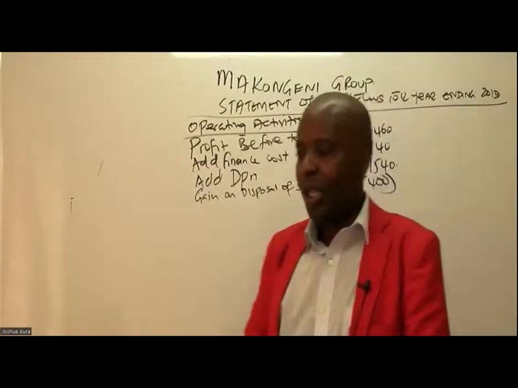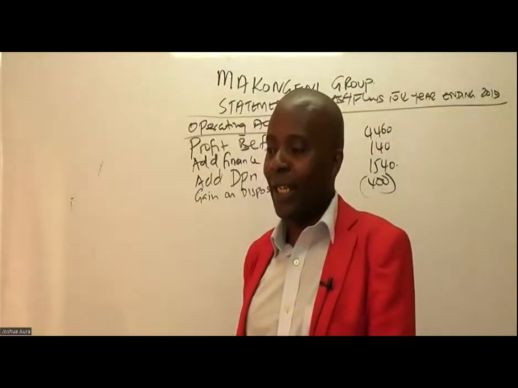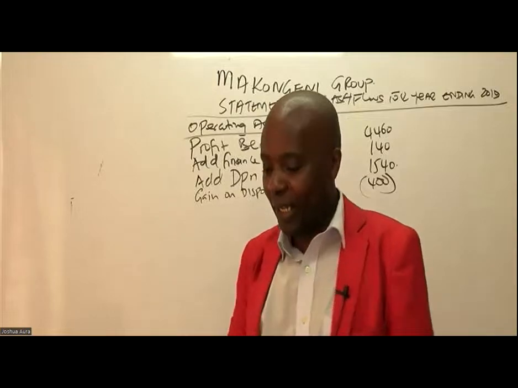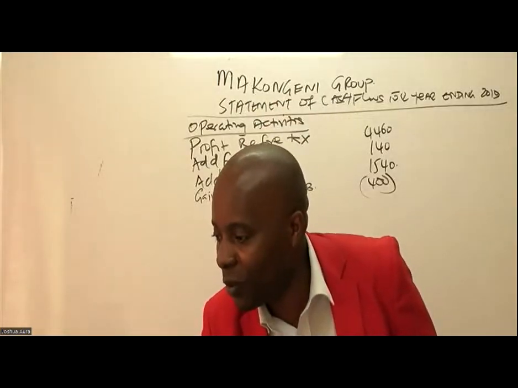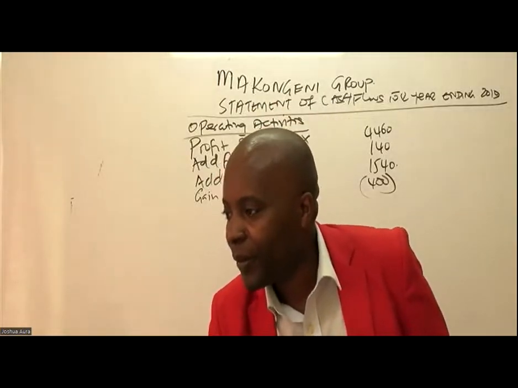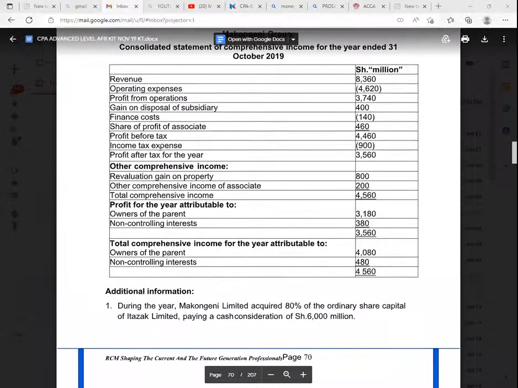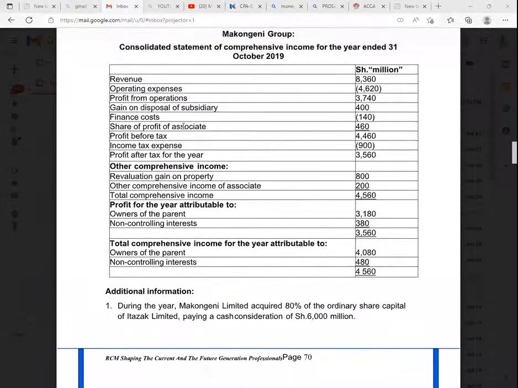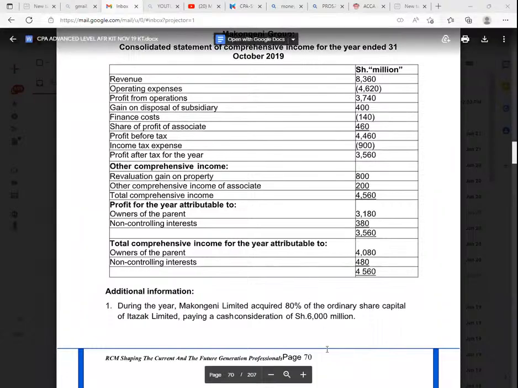Right. So, of course, I know there will be gain in selling this. Let's just read this from the question itself. I can see something very interesting here. Share of profit of associate. This is an investment income. We have to remove it from operations.